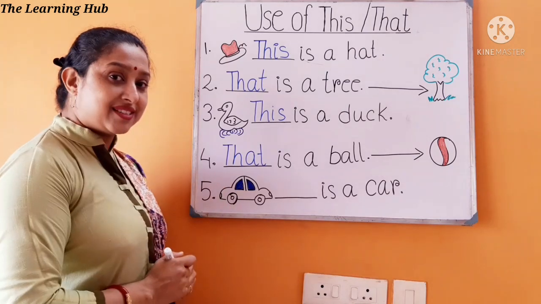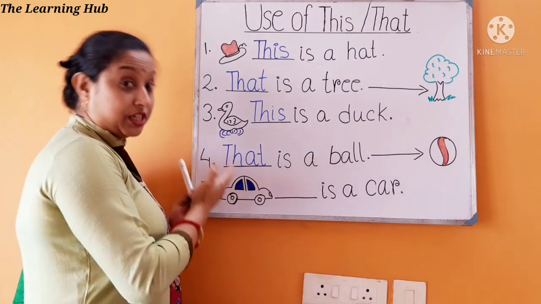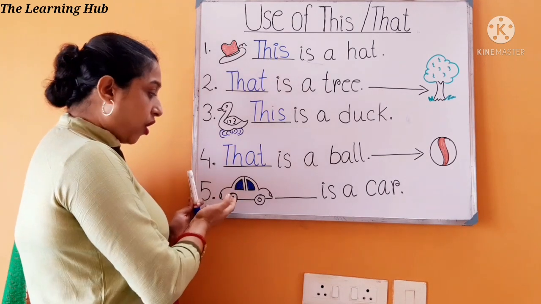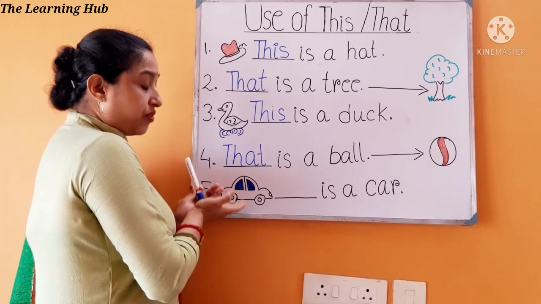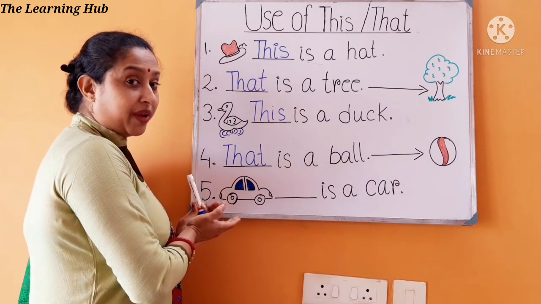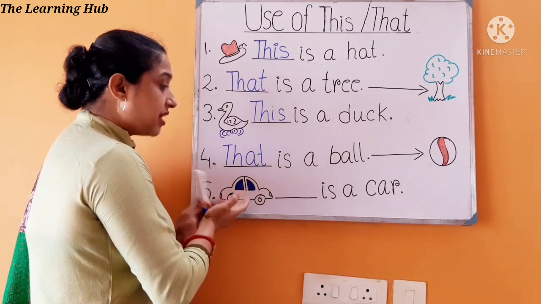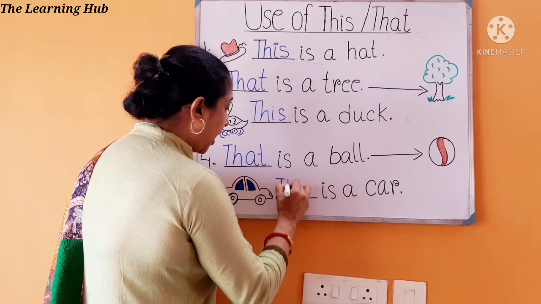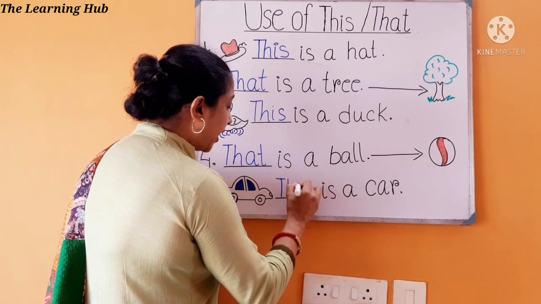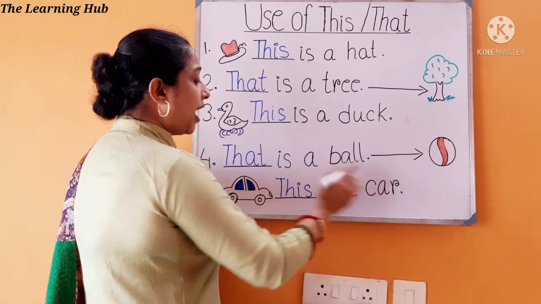Next picture is a car. And the picture is near to me. I have drawn this car before the sentence and it's very near to me. So that means here I have to use this. This is a car. So let's write T-H-I-S. This is a car.